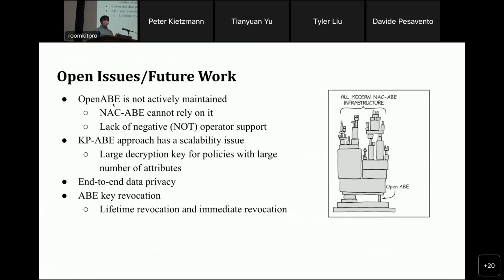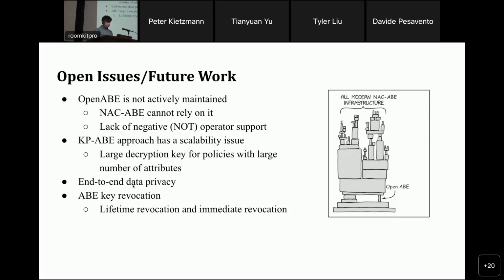OpenABE, which our ABE system relies on, is not actively maintained. We have to find another library or implement something ourselves. KP-ABE, which we have used for encryption in our system: if there are a lot of attributes in the access control policies, then the key size will be very big. That might also cause some problems, which is still an open scalability issue.